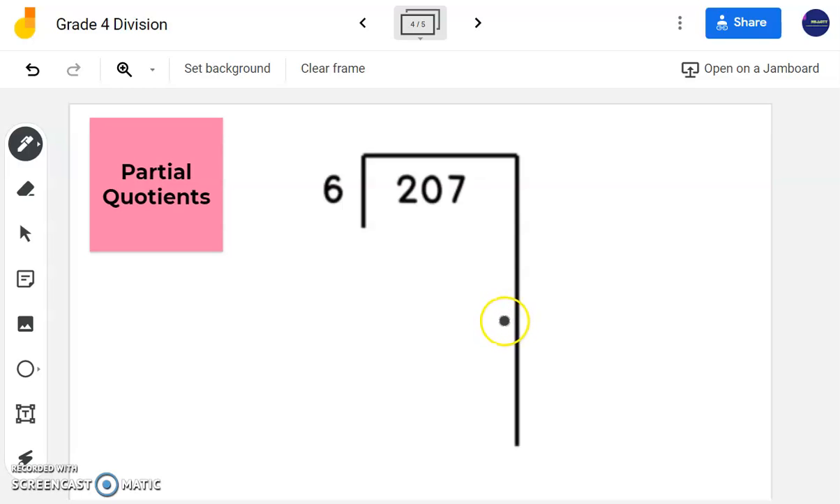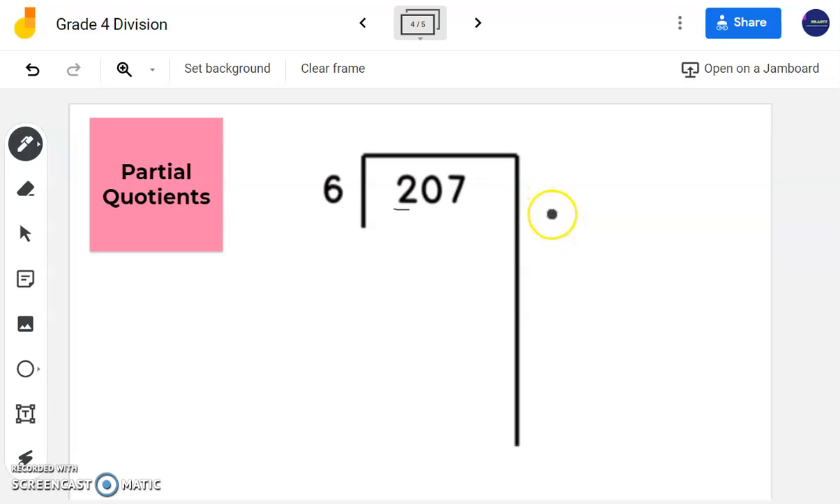Our next problem here is a little bit different. We have 207 divided by 6. Now, we're going to take it one digit at a time. I look at the 2. And I'm like, 6 times 0 is 0. 6 times 1 is 6. That's a little too big. We want close to or exactly to the digit 2.